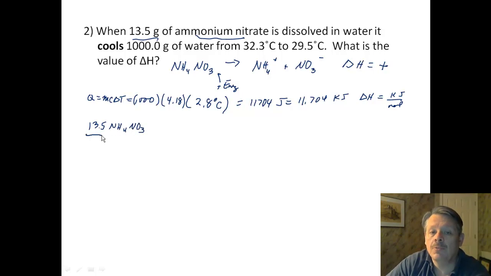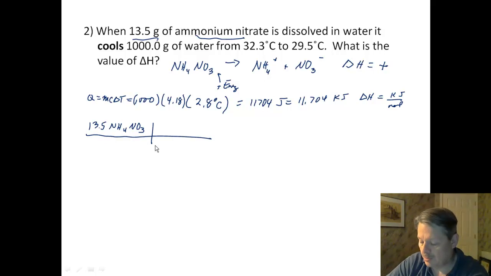We have to figure out how much NH4NO3 weighs. And again, I'm not going to waste your time doing that. I've done it for you. But nitrogen is 14, hydrogen's 1, the other nitrogen's 14, the oxygens are 16. Add them all up, and you get 80.0456 grams in 1 mole. And that's of ammonium nitrate.